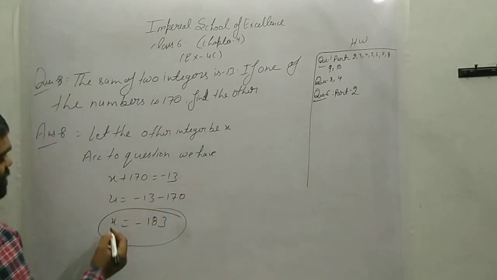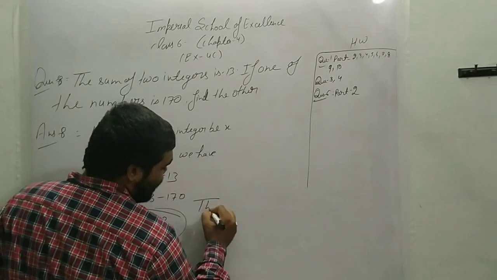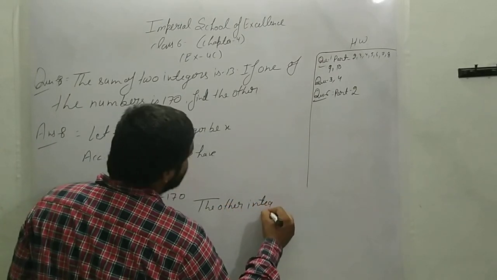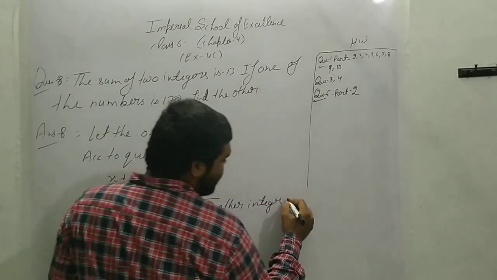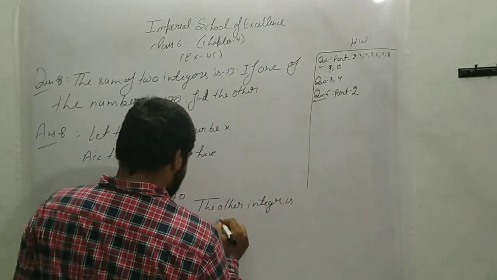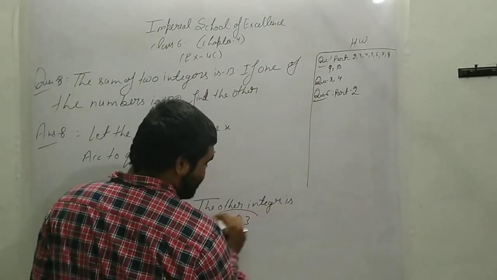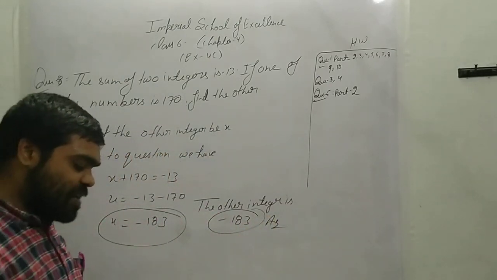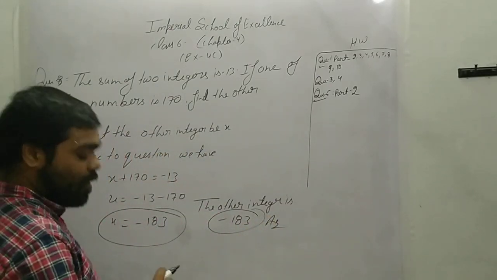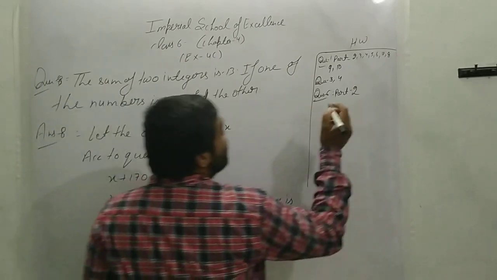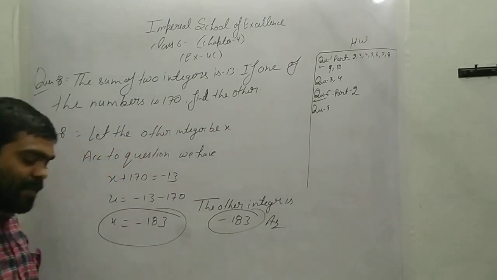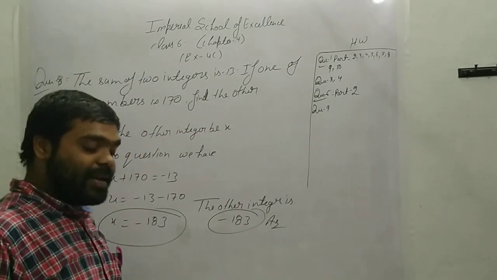The other integer is minus 183. This is your answer. You have to do question number 7. Question number 8 is similar. Question number 9, you have to do question number 9. Question number 9 is your homework. And question number 10 is your true false.